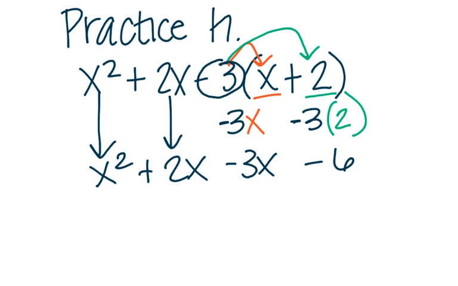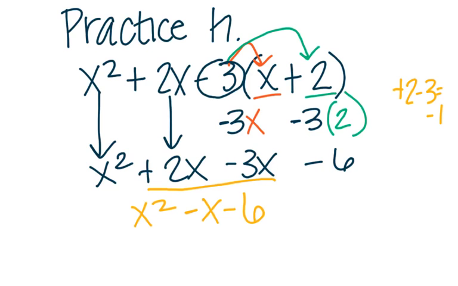So now we can look and see what we can combine here. And I see that a plus 2 minus 3, that gives me a negative x, a negative 1, right? Because if I have plus 2 minus 3 equals negative 1. So that just gives me a negative x. So I have x squared minus x minus 6 as my answer.